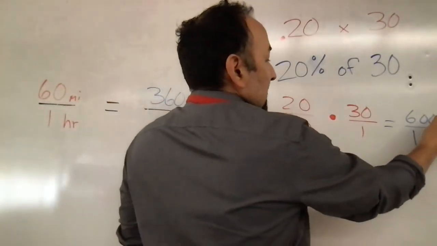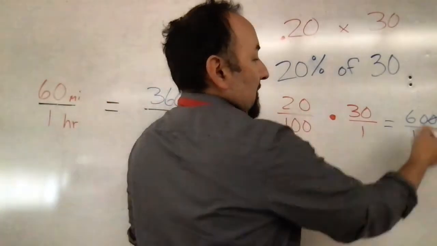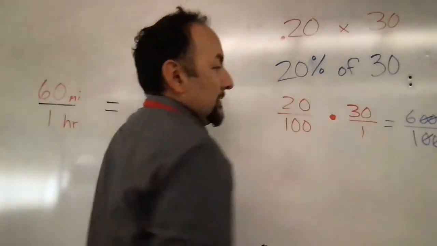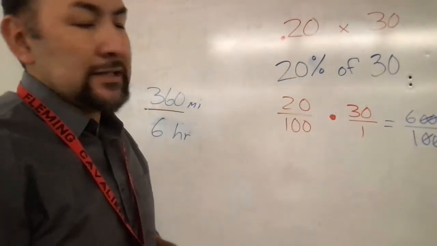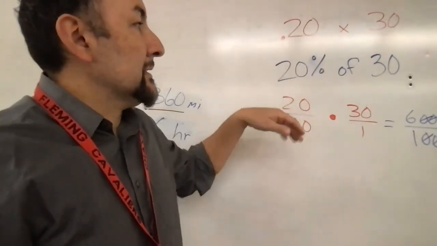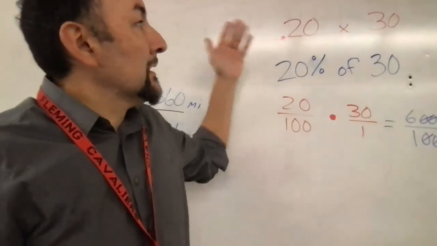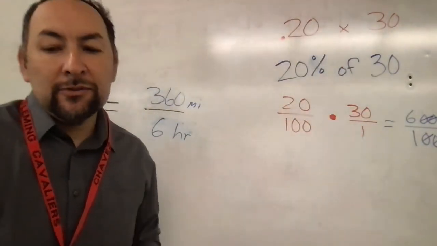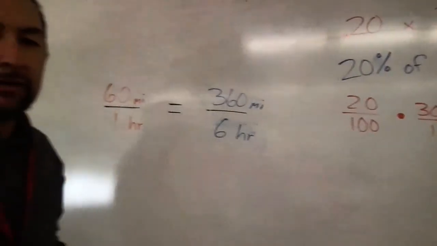Or if you know the shortcut, when numbers end in 0, like that, you can just get rid of them. It's going to be $6 off. You're going to save $6. 20% of 30 is 6. Watch these videos to know how to do these kind of problems, and good luck.